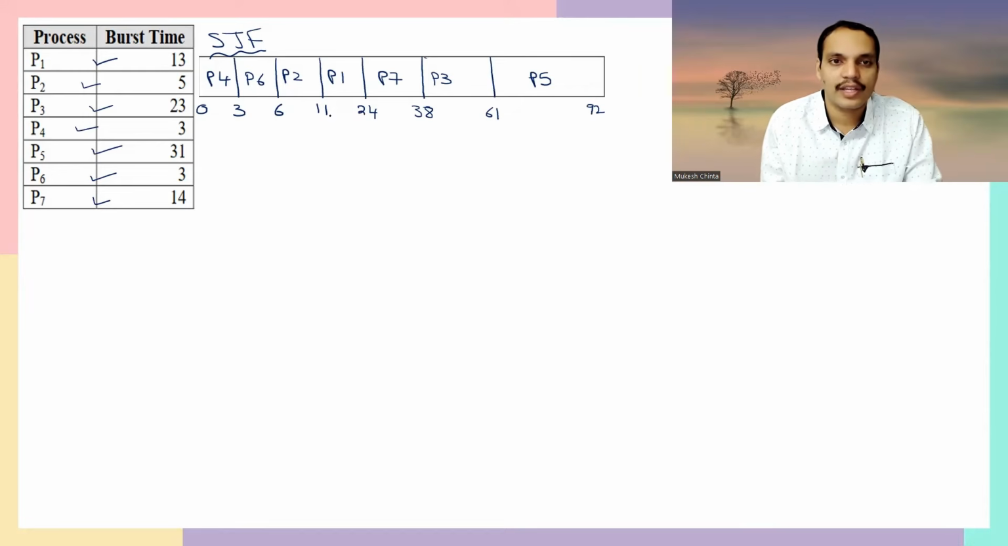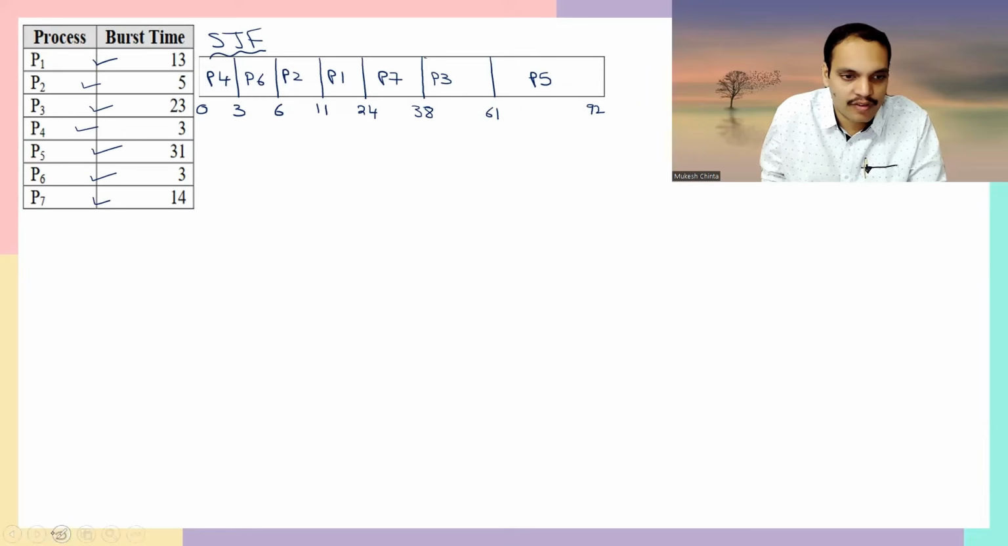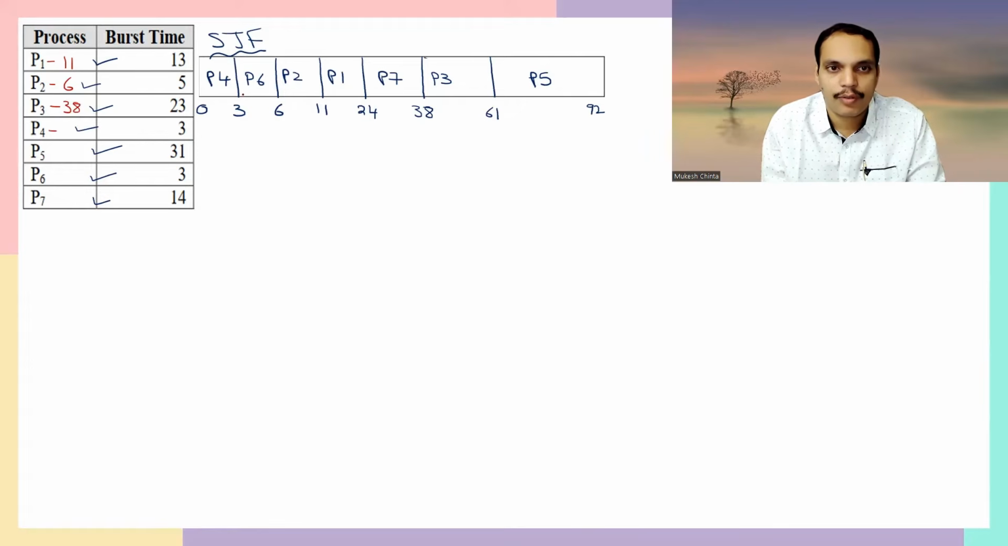So once again, if you want to calculate the waiting times, I do it writing individually. So let me just write it down here with a different color, so it gives me a much easier way of understanding. What is the waiting time of P1? It is 11. What is the waiting time of P2? 6. What is the waiting time of P3? 38. What is the waiting time of P4? 0. What is the waiting time of P5? 61. What is the waiting time of P6? 3. What is the waiting time of P7? 24.